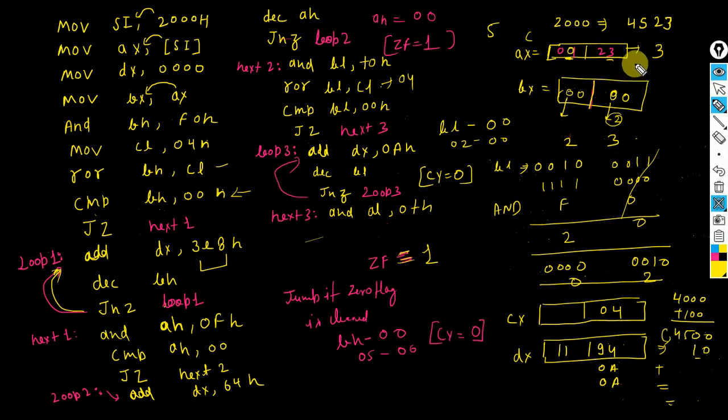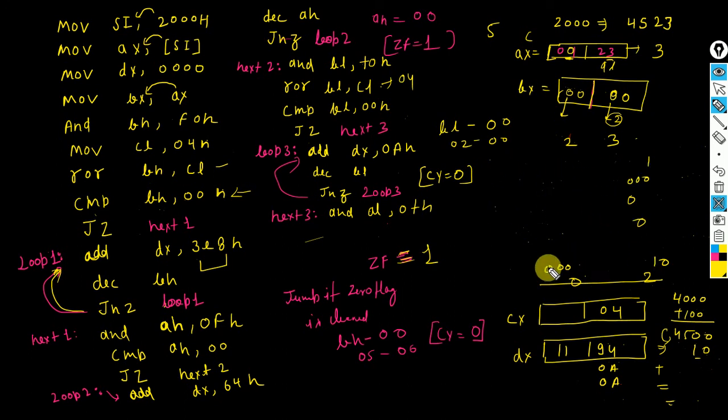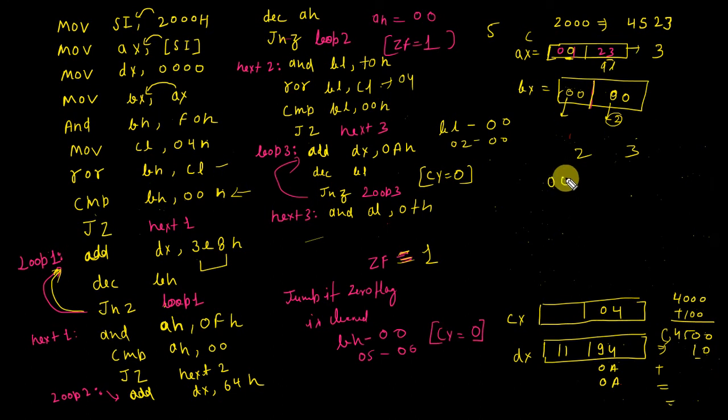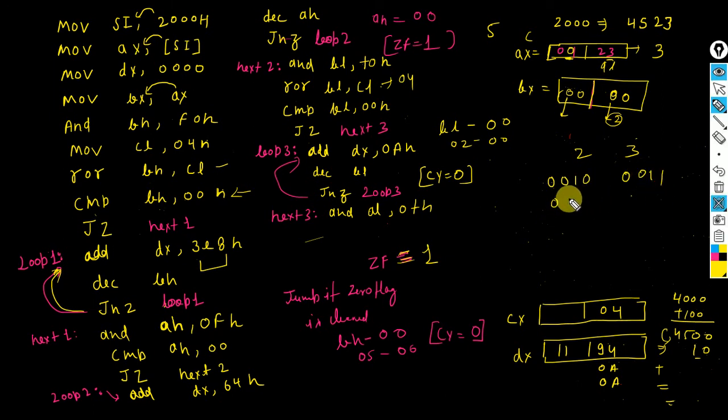Okay, so basically this is your AL register. In the AL register we want the number 23. Here we mask the MSB, so this is 0010 and this is 0011. So write down 0000 and 1111. So this is 00 and this is 0F.